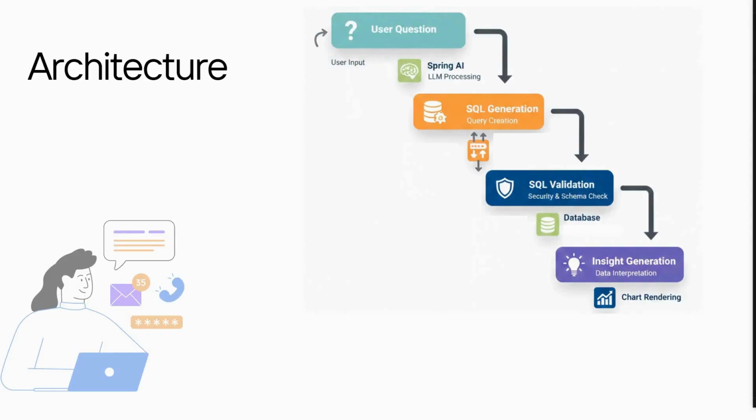Here is how the system works internally. The user question is sent to Spring AI, which converts it into a SQL query. The SQL is validated to ensure safety. It is then executed on a database. The results are interpreted by the AI to generate meaningful insights. Finally, the system produces chart data that can be rendered directly in the UI. This creates a complete AI-powered analytics pipeline.